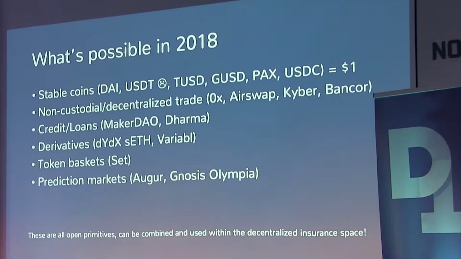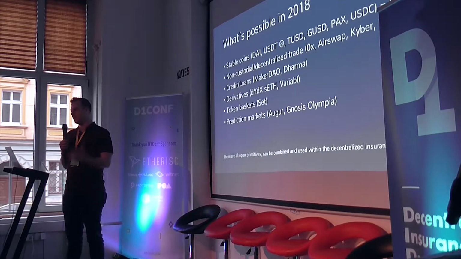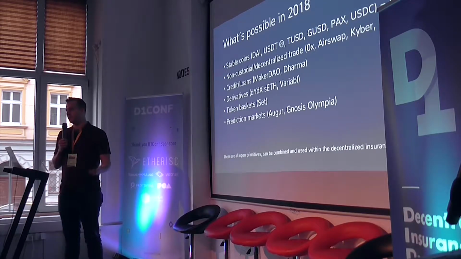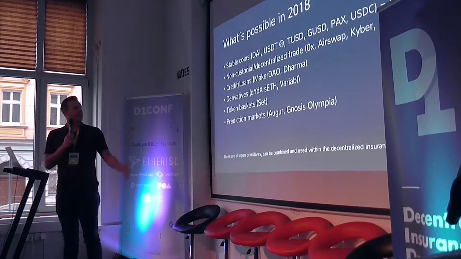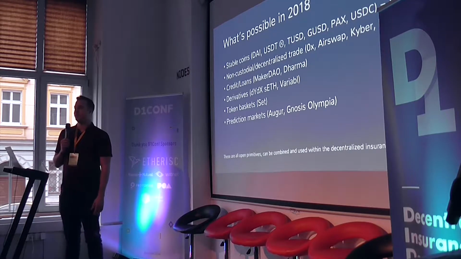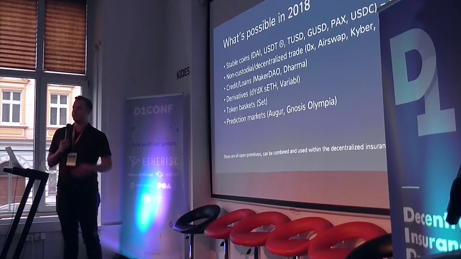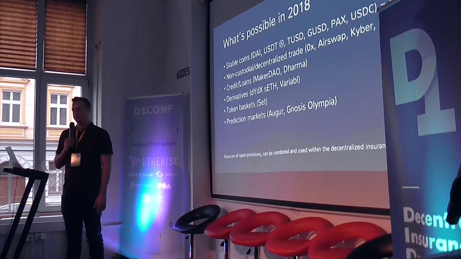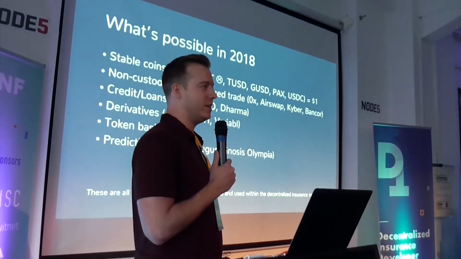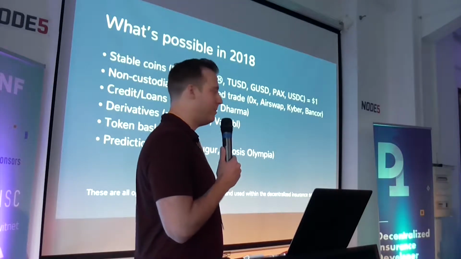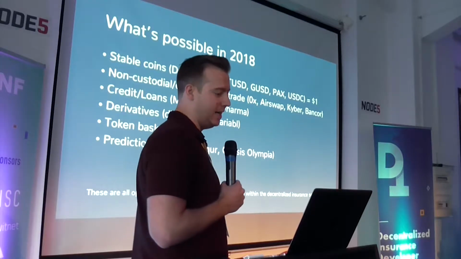So what's possible in 2018? Well, we have stable coins, and stable coins, if you're not familiar, are just crypto assets that maintain a stable value against a currency like the dollar. We have a number of those, and you can pick your level of decentralization and trust with them, whether you want to use DAI, which is fully decentralized, or some of these dollar-backed stable coins from Coinbase or Gemini or other companies.